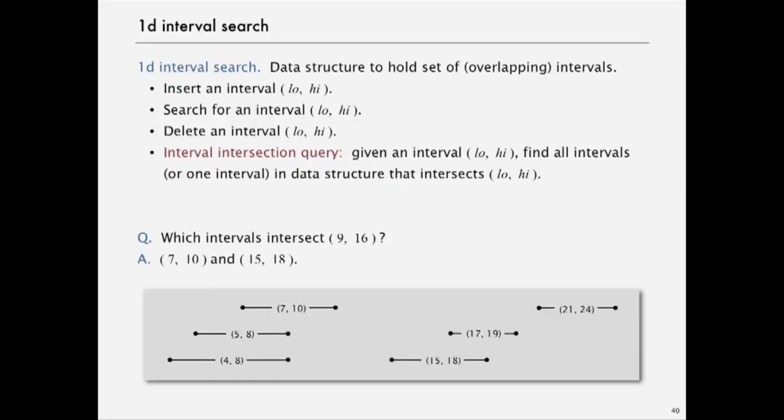So we want to support the following operations. We want to be able to insert an interval. An interval is just a left endpoint and a right endpoint of one-dimensional data, or points on the line. We want to be able to insert an interval, search for an interval, delete an interval, but the main thing is we want the interval intersection query. Given a query interval, we want to find all intervals in the data structure that overlap that interval, or find any interval. We'll start with that simpler problem.